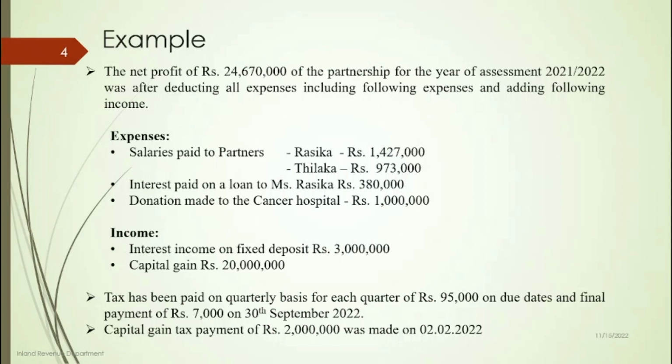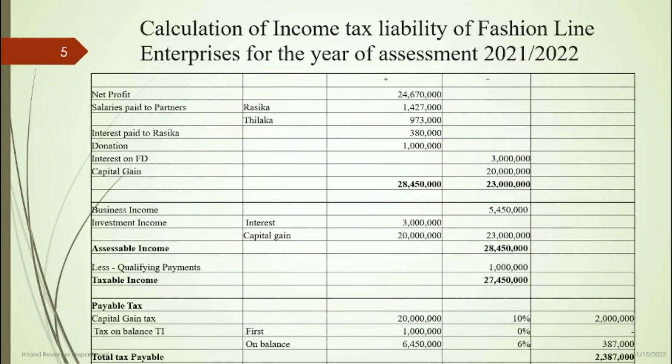The partnership has paid quarterly installment payments, that is 95,000. They made this payment on due dates and they made a final payment of rupees 7,000 on 30th September 2022. In addition to these quarterly installment payments, they have made a capital gain tax payment of rupees 2 million on 2nd February 2022. This is the calculation of Fashion Line Enterprises for the year of assessment 21-22.